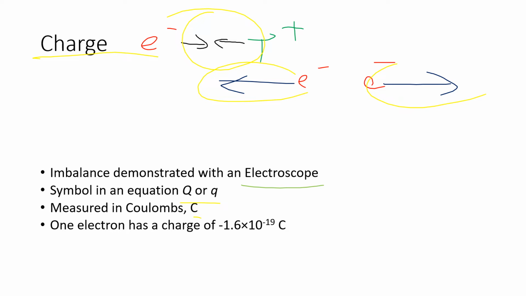Now, electrons are tiny, impossibly tiny, almost impossible to get your head round how tiny electrons are.